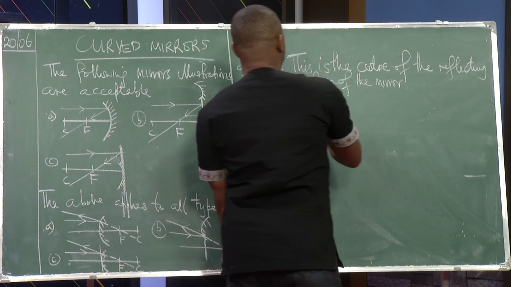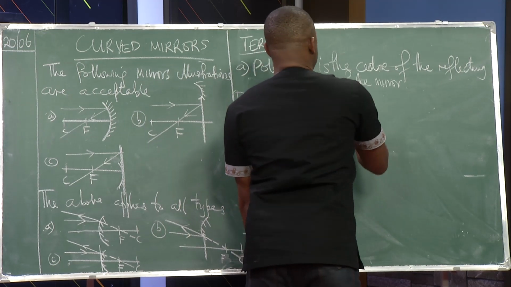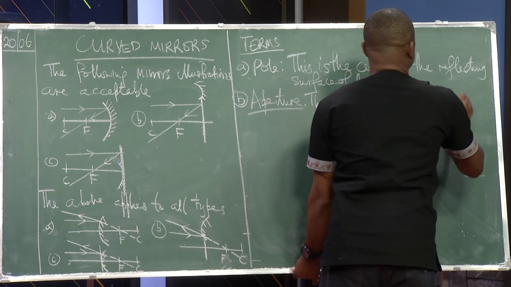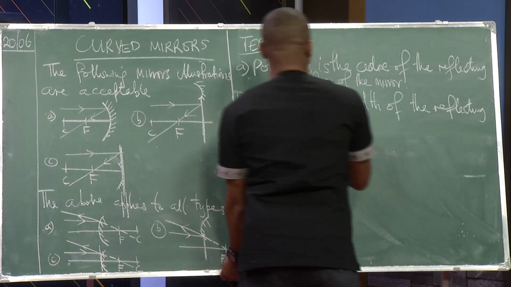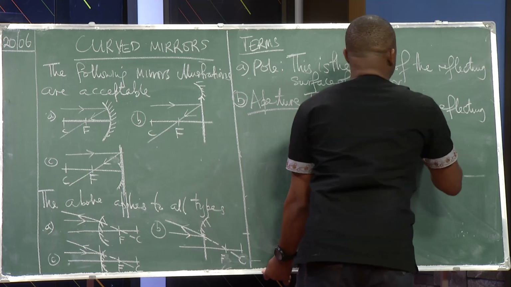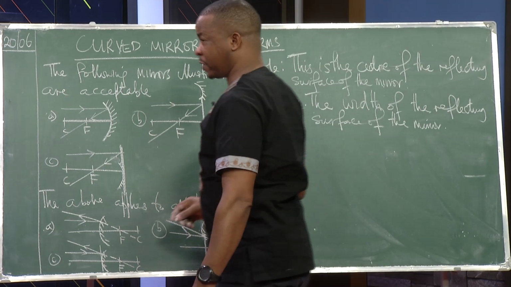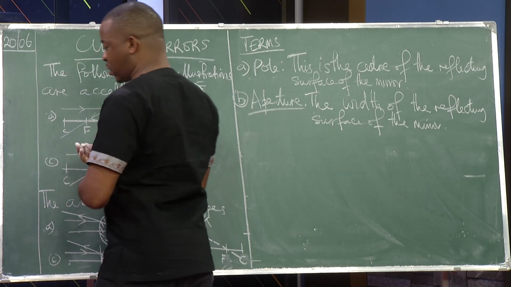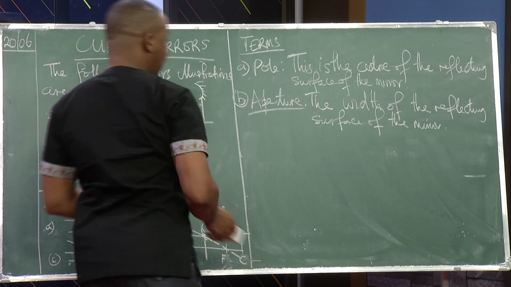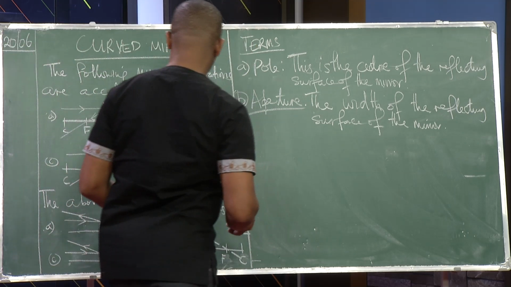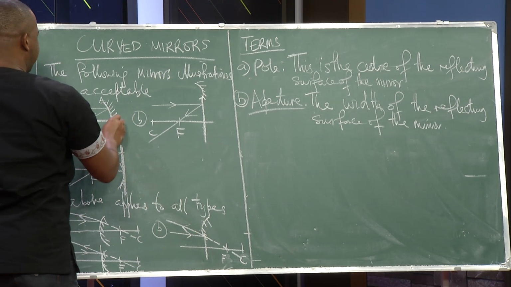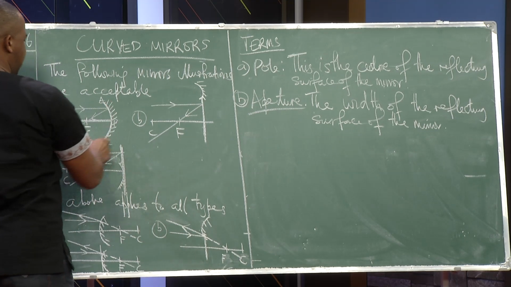Aperture can be defined as the width of the reflecting surface of the mirror, but could otherwise also be defined as the distance between the extreme points of the mirror. Here, if we are looking at aperture, we are actually looking at this arc. This arc, if I called it APC, that is the aperture.